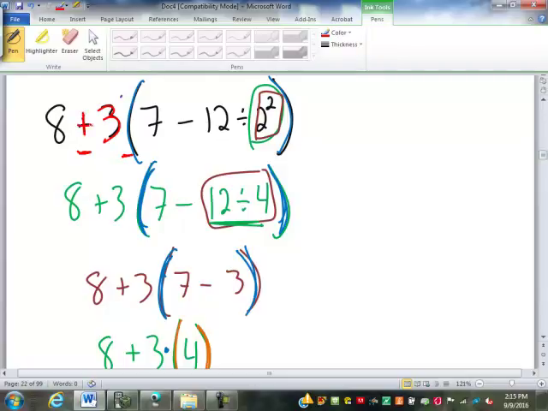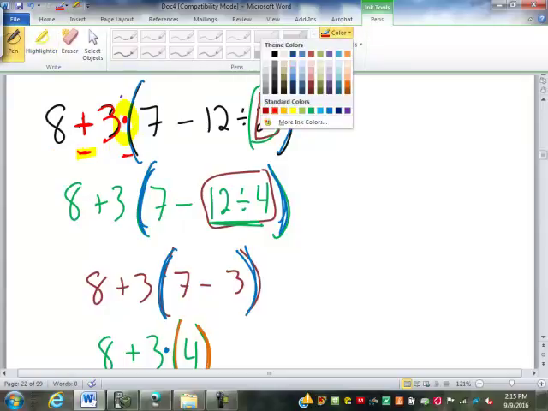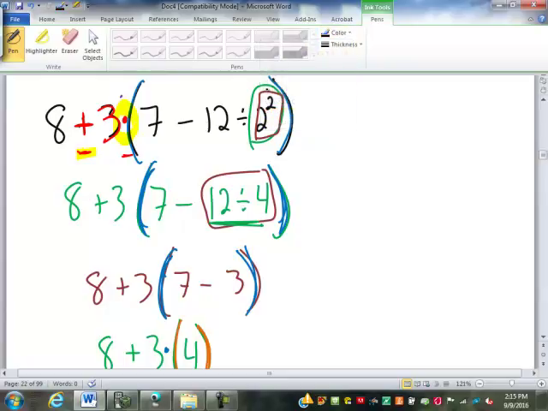One in front of it and one after it. The 3 has addition in front of it, but after it is multiplication. Which one has a higher priority? Multiplication. So the 3 cannot do the addition until it does the multiplication. It has a higher priority. So we can't add the 3 to the 8 until the 3 is multiplied, whatever is in the parentheses.